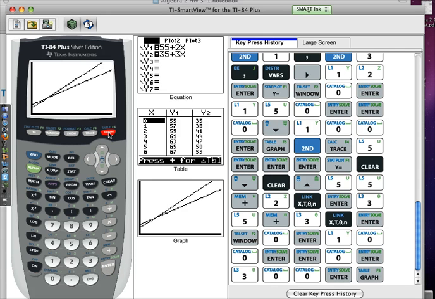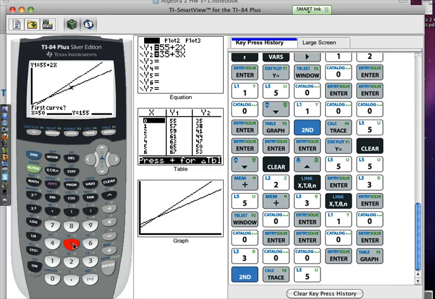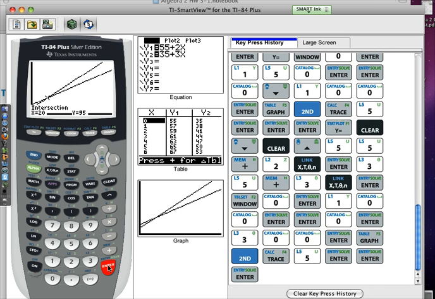And there it is. And sure enough, we can see the intersection. So second, trace. Number 5, it's the only 2 lines I have stored in there, so I'm just going to hit enter 3 times. And that would be with x being 20 minutes, you will have both read 95 pages.